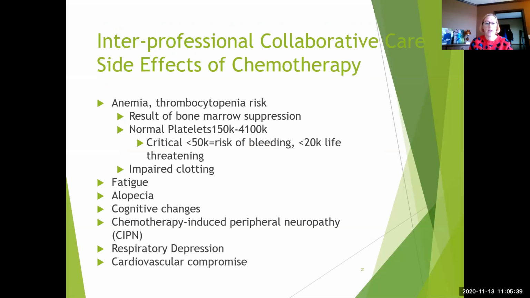So then we also have our thrombocytopenia. It's a result of our bone marrow suppression. Our normal platelet count is 150 to 410,000. That should say 410, not 4,100. There's an extra zero in there. So 150 to 410 is our normal platelets.